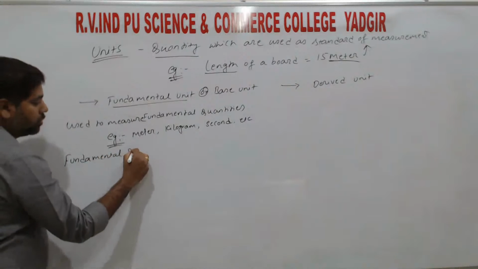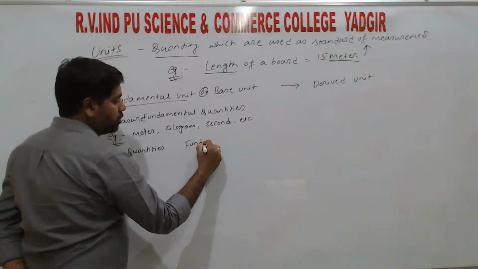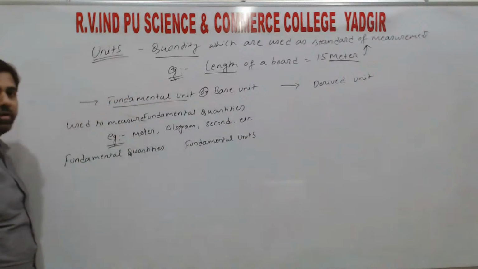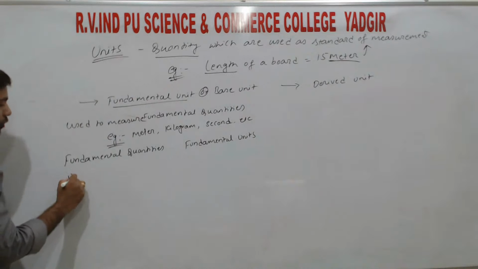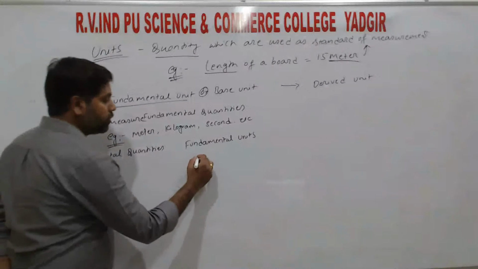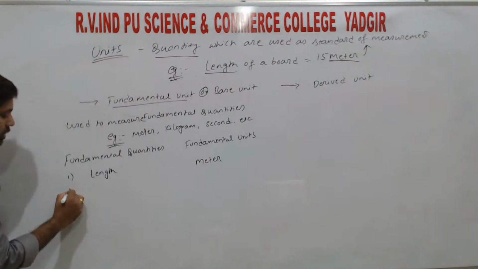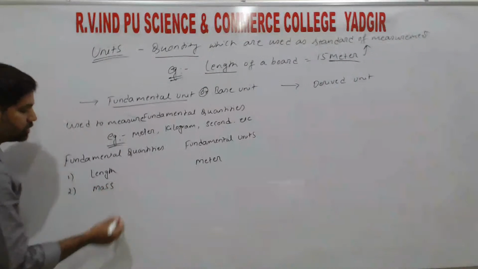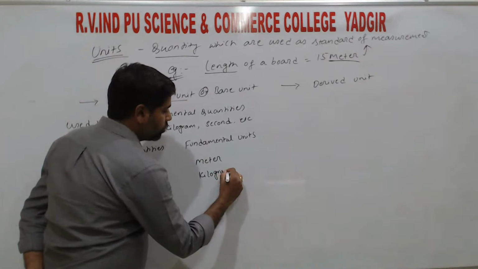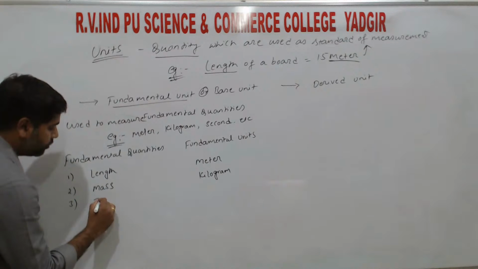fundamental quantities and fundamental units, right? So the difference is between quantities and units. The first fundamental quantity is length. Length is measured by the unit, that is the meter, right? Next, the second one, mass. Mass is measured by the unit kilogram, right?